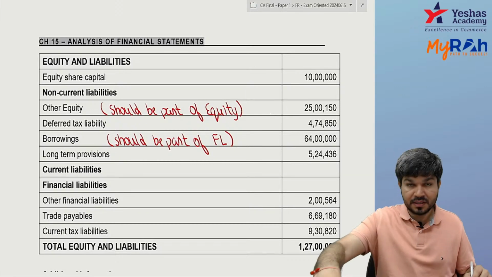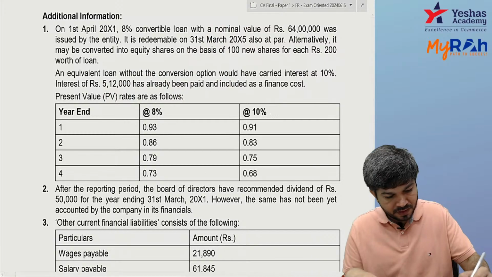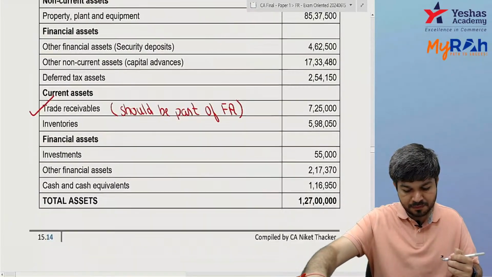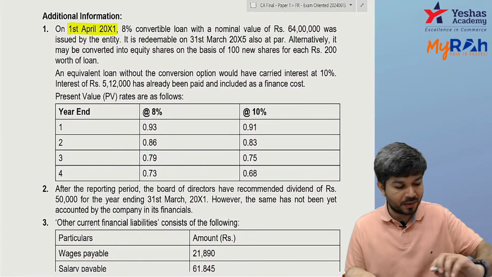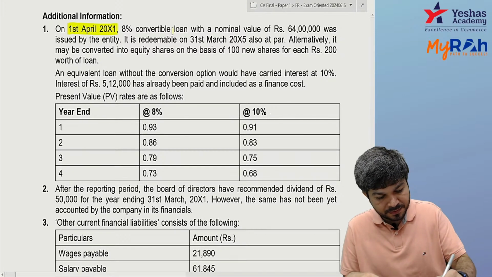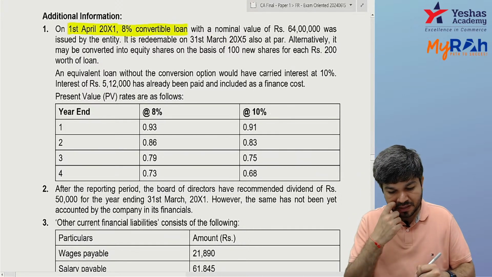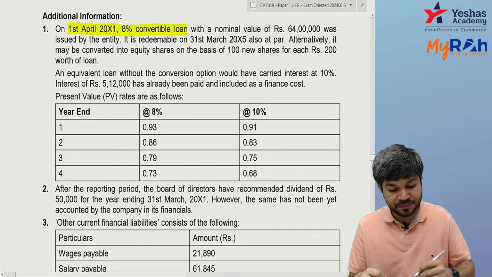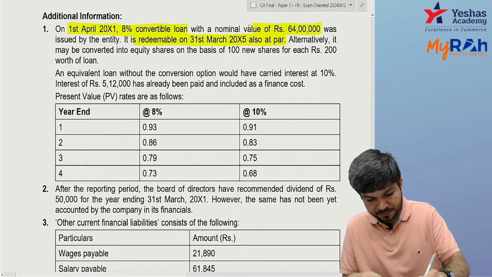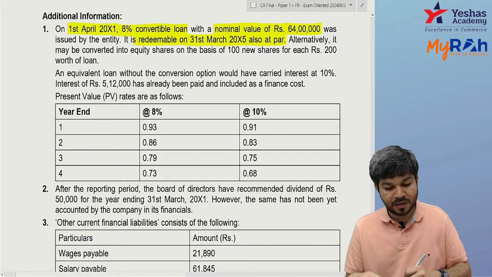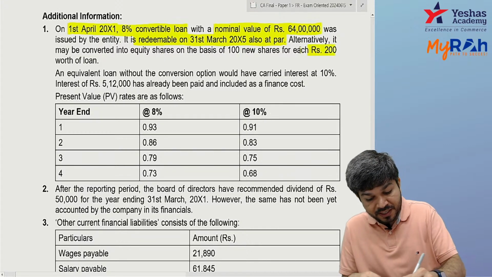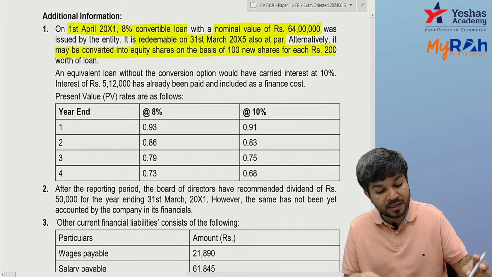Okay, that's okay. Now, 1st April, year 1. The balance sheet given is March, year 2. What happened on 1st April, year 1? An 8% convertible loan with face value 64 lakh was issued, redeemable in 2005 at par. Alternatively, it can be converted into 100 shares for each rupees 200 worth of loan.